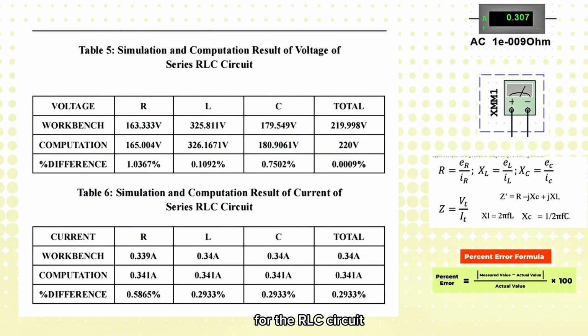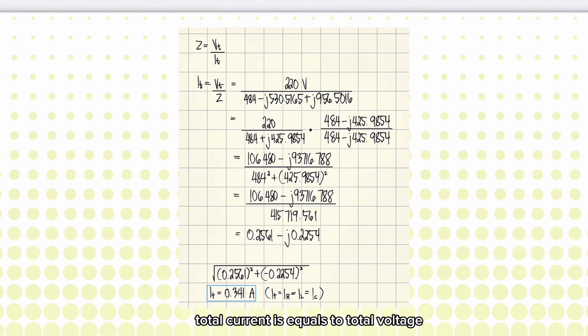For the RLC circuit, there is a different equation for the impedance, which is Z equals R minus jXC plus jXL. That gives us 484 minus j530.5165 plus j956.5019. For total current, we have the formula: total current equals total voltage divided by the impedance. With the correct procedure and solution, we have a total current of 0.341 amperes. Since it is a series circuit, the current for each component is also 0.341 amperes.